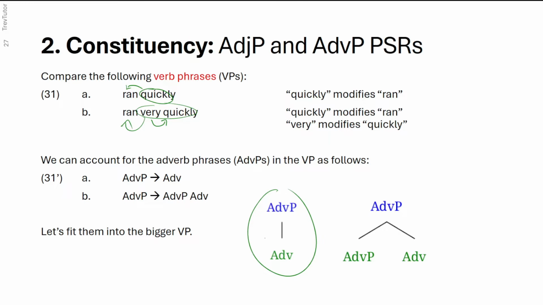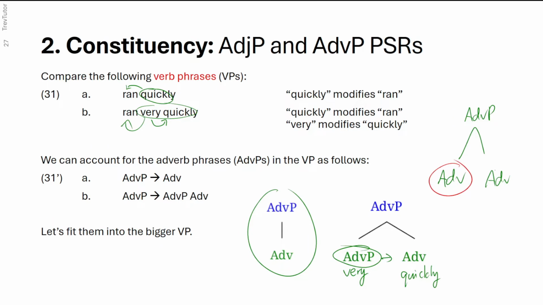And then for the case of very quickly, it's going to be an adverb phrase that takes another adverb phrase, very, modifying the adverb quickly. So we can't just have 2 adverbs. So what we don't want to be doing is saying adverb, adverb becomes adverb phrase, because each of these adverbs need their own heads. So this is the head of the bigger phrase, and then this adverb phrase, because it's modifying the other adverb, will need its own head.